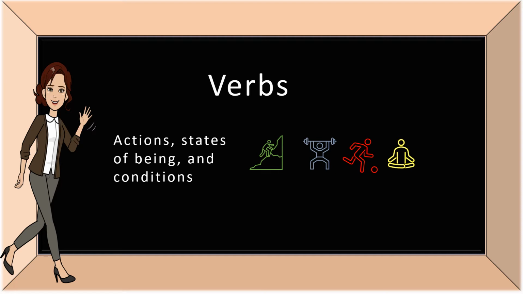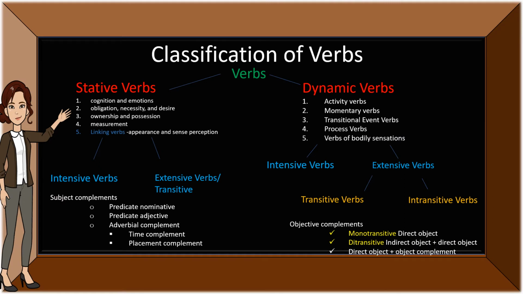Now, a quick review before we get into today's lesson, which is present progressive tense. Verbs are action, states of being, and conditions. Classifications of verbs are broken down into two major categories, stative verbs and dynamic verbs. And we know that these categories are broken down into two other categories, intensive verbs and extensive verbs. Remember, intensive verbs are going to have subject complements, and we talked about the predicate nominative, which is also known as the predicate noun, and the predicate adjective.